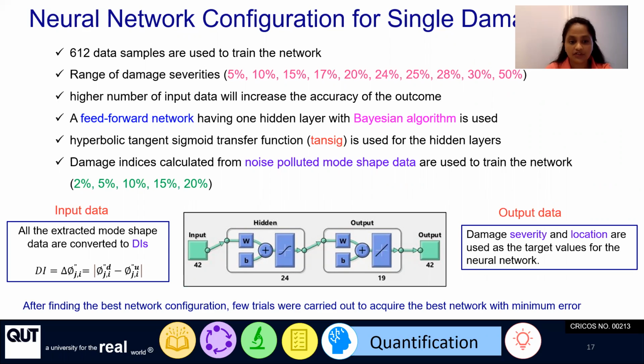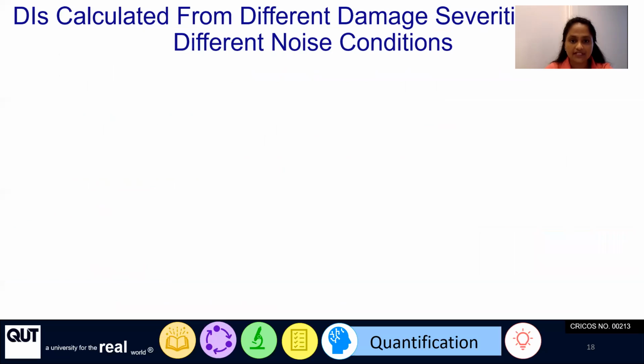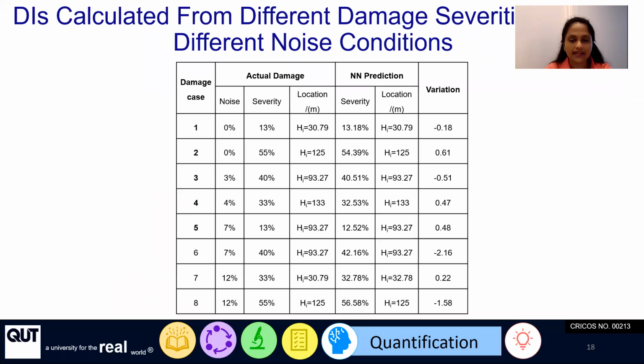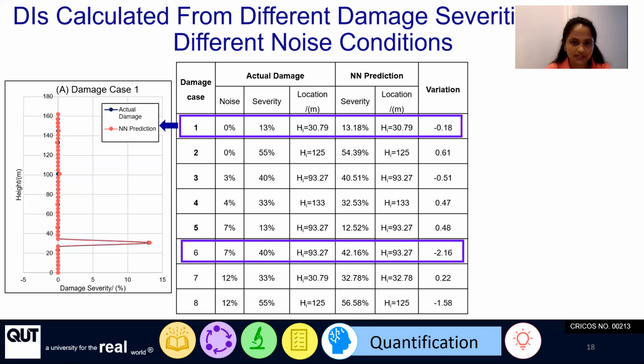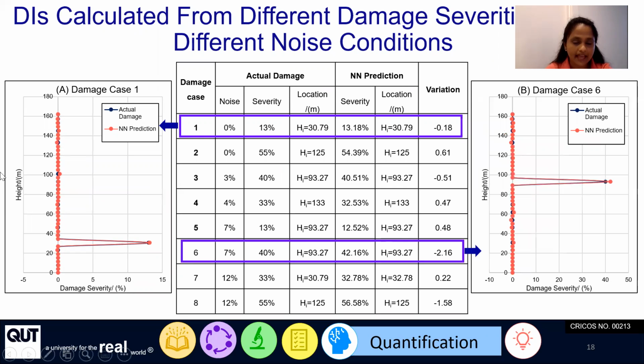After finding the best network configuration, a few trials were carried out to acquire the best network with minimum error. Then I tested this method considering different damage severities under different noise conditions. Here I have presented a few test results. As shown in these graphs, the actual damage severity and the neural network prediction overlap. Therefore, we can say that the trained neural network is capable of identifying the correct damage severity.